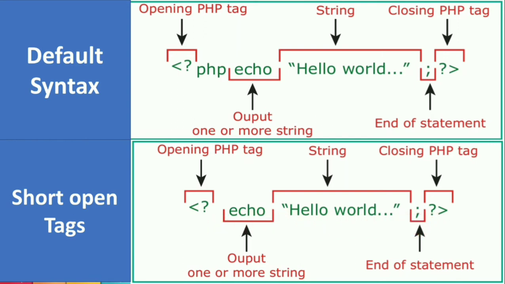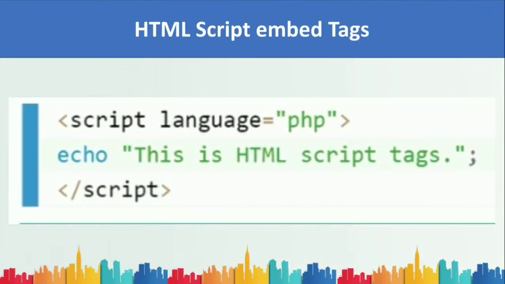So let's check the third type of syntax, that is HTML script embed tags. Here, while writing an HTML program, you can insert this part of the program, that is the PHP part. So you have to mention the type of scripting language. So the script tag is used. Script language equal to, you have to write PHP inside double quotes. So this is one single tag. You're mentioning what type of script language.